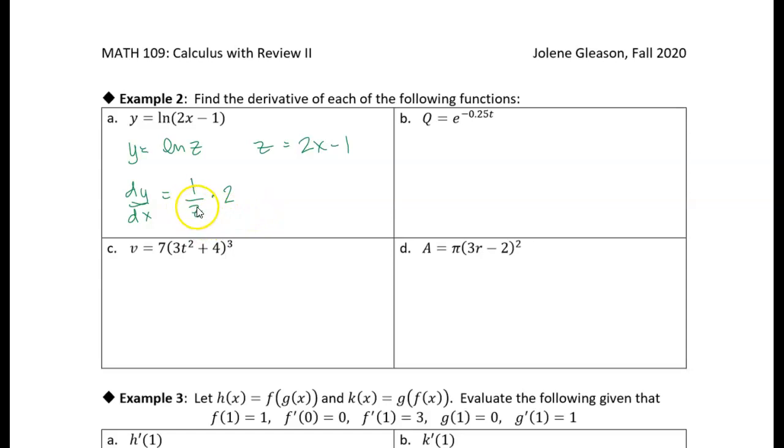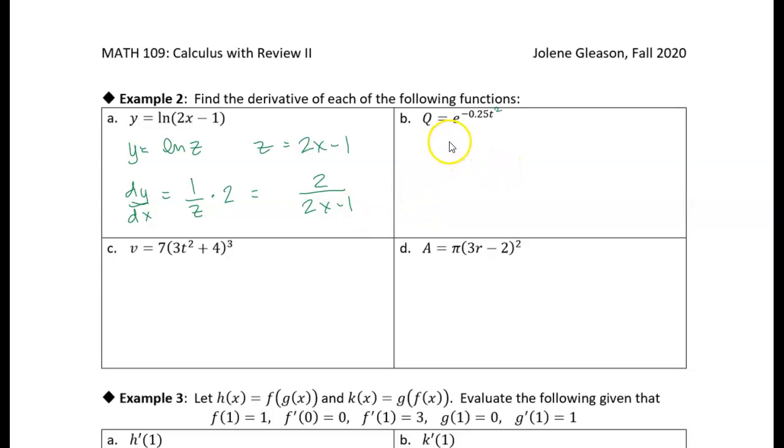Now I have this expressed in terms of z, but I want it in terms of x. So I want to do a substitution. I'm going to replace z with the 2x minus 1. So what I'm going to end up with is 2 over 2x minus 1. So there we've taken the derivative of natural log of 2x minus 1.